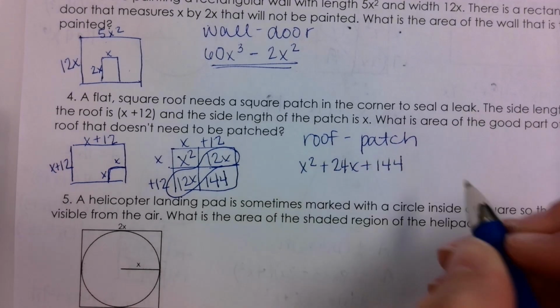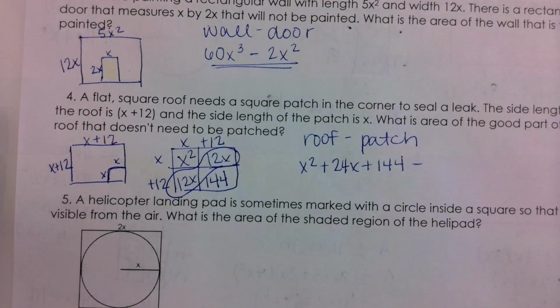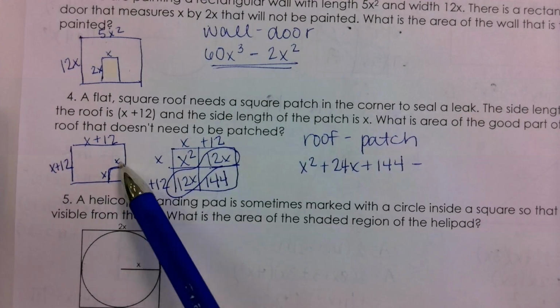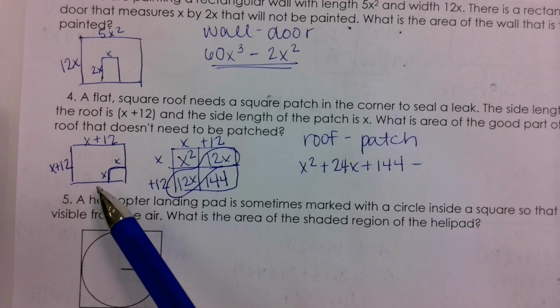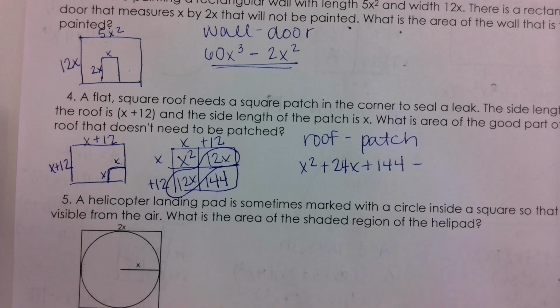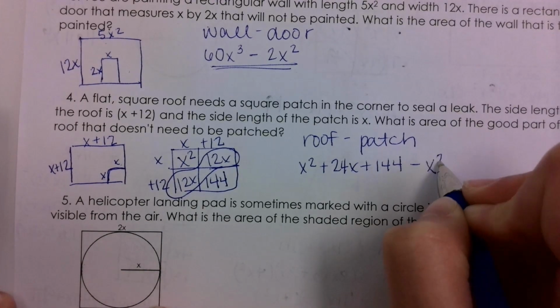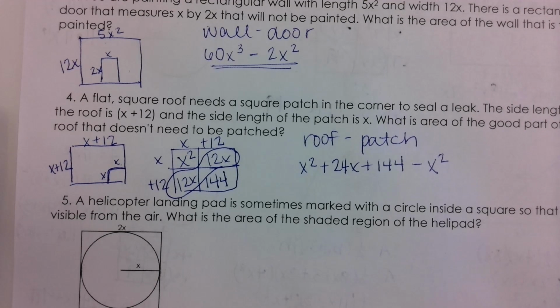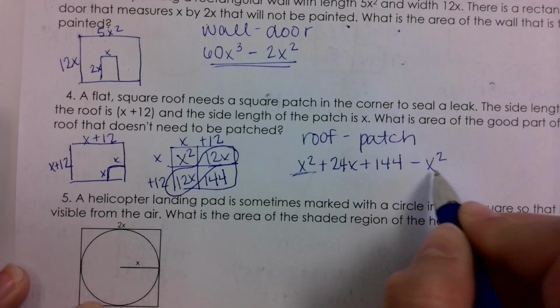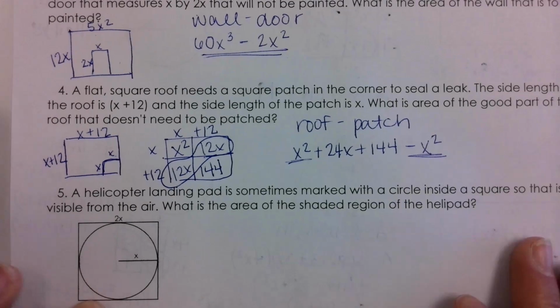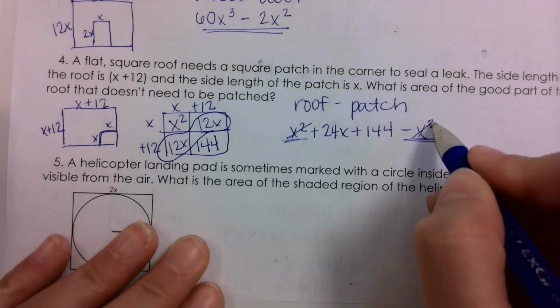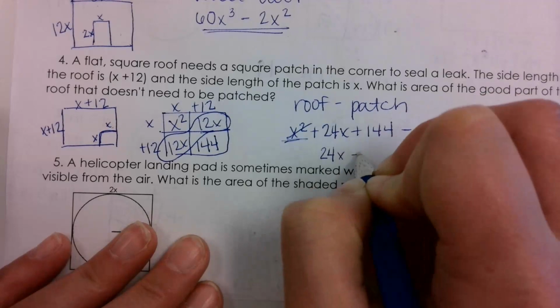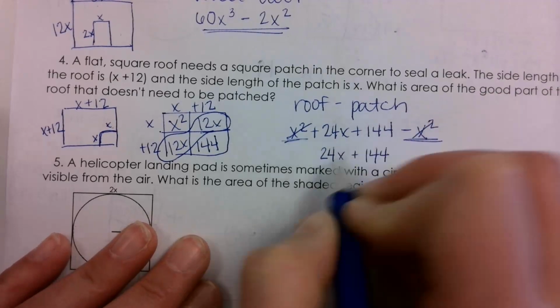Then we have to subtract the patch. Now, how big was the patch? X times x, right? So what is x times x? X squared. So we can just subtract x squared. Can we combine any like terms? We've got a 1x squared minus an x squared. What's going to happen? They cancel out, they go away, and we're just left with 24x plus 144. And that is our final answer.